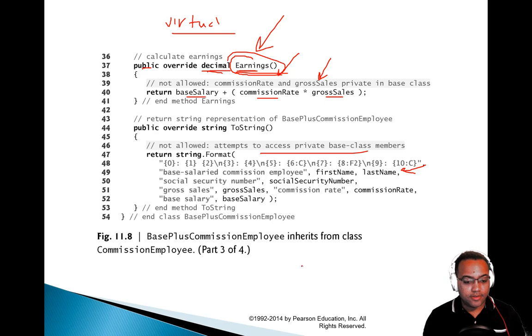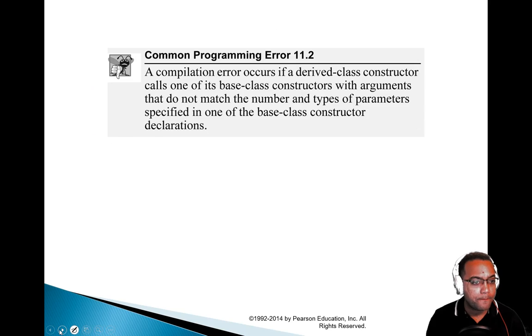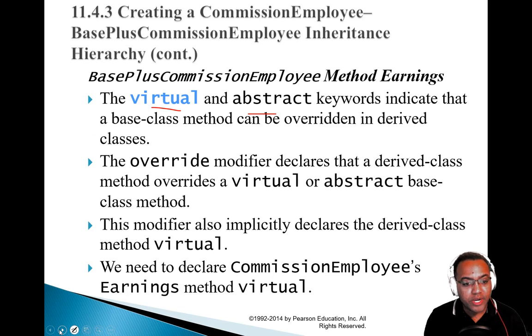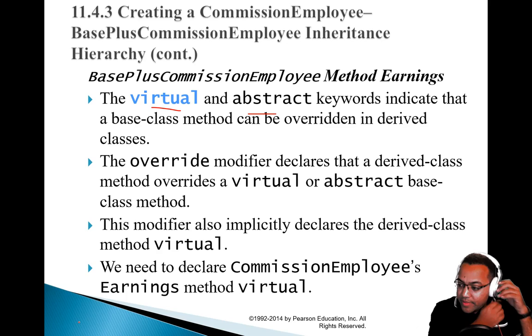All right. Let's keep going. The override modifier declares that a derived class method overrides its virtual or abstract base class method. This modifier also implicitly declares the derived class method virtual. We need to declare CommissionEmployee's Earnings method virtual. Remember, if we don't declare it virtual, then we can never override it. We can use it, but we can only use it the way that it's being passed from the base class.